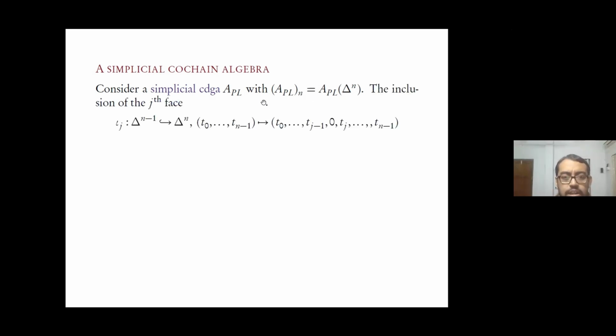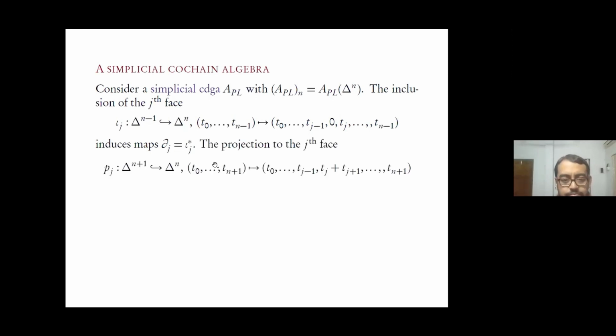So what are the maps? Well, again, if you think about it, the inclusion of the jth face is a map from delta n minus 1 to delta n. And what does it do? Formally, given t0 up to tn minus 1, it puts a 0 in the jth slot, and then tj goes to all the rest up to tn minus 1. We already made use of this map when we defined the si's and the di's. So you have this ij, right? Now since this is a face of delta n, you're going to get a map del j, which is induced by the pullback by this map. So this induces a map from APL of delta n to APL of delta n minus 1, which is either the pullback of forms or the forms restricted to the face. Okay. So this is my del j.